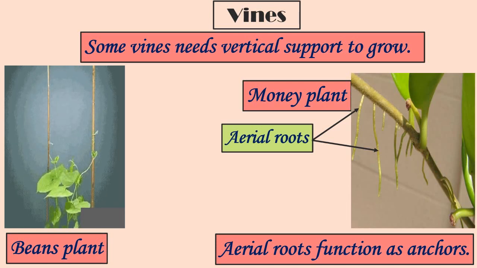Vines are the plants which have climbing stems. It may climb with help of aerial roots. Aerial roots are the roots that grow on the above ground parts of a plant. For example, in case of money plants, aerial roots grow on its stem. These roots help the vines to attach and climb on different surfaces.